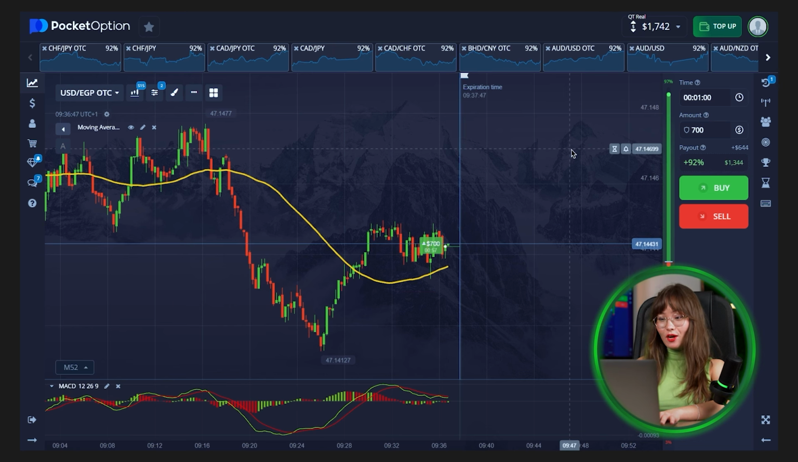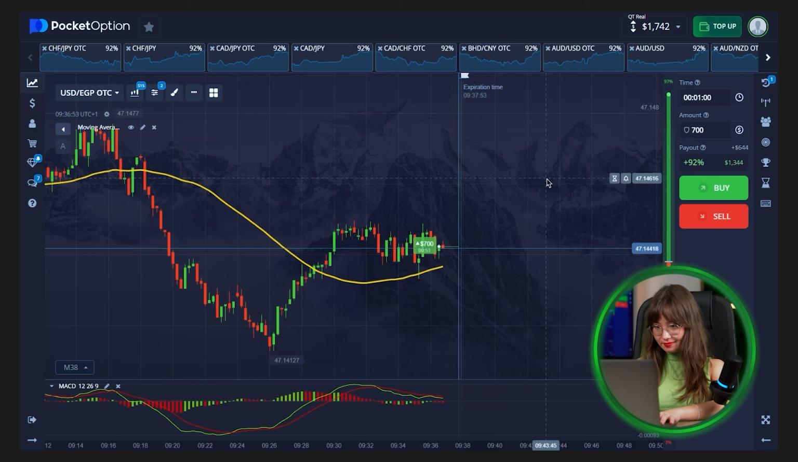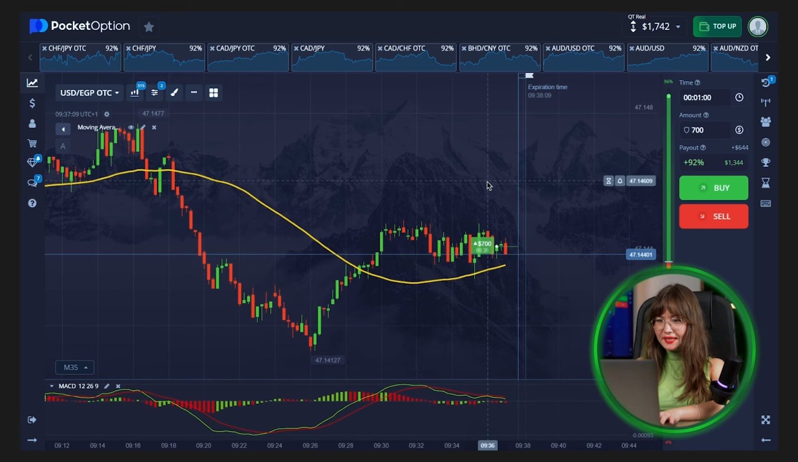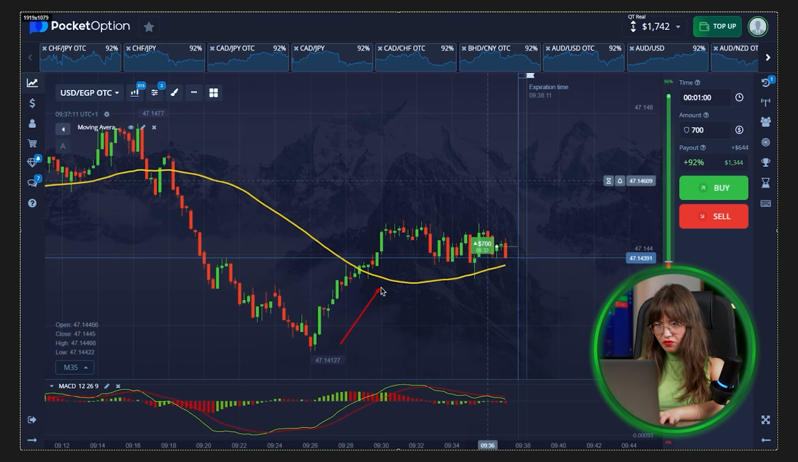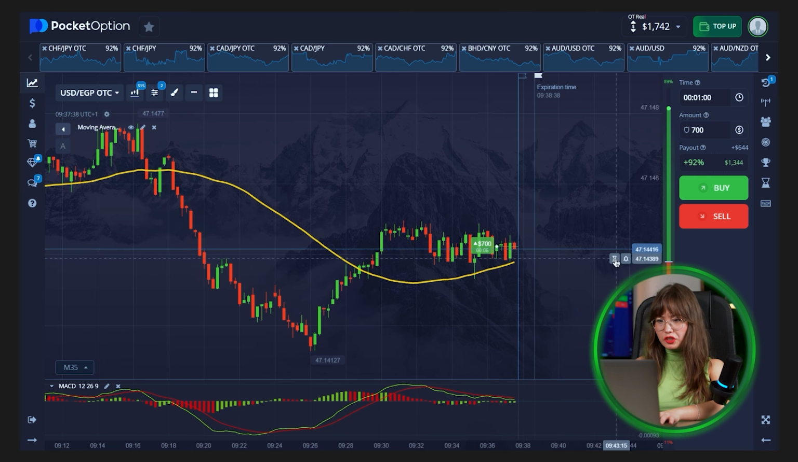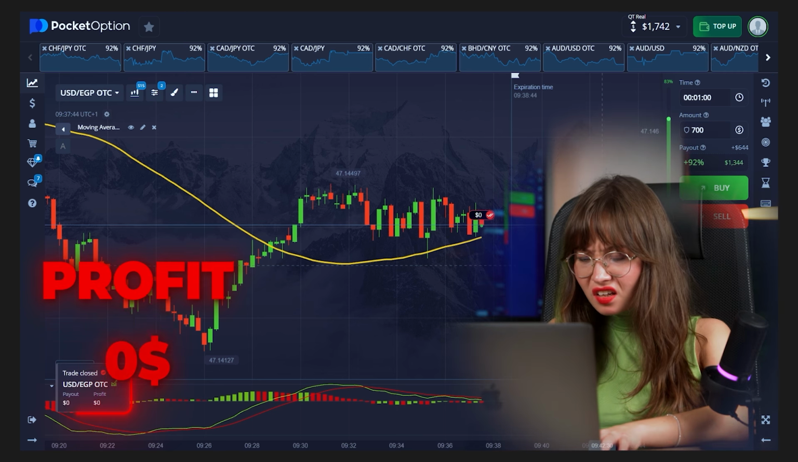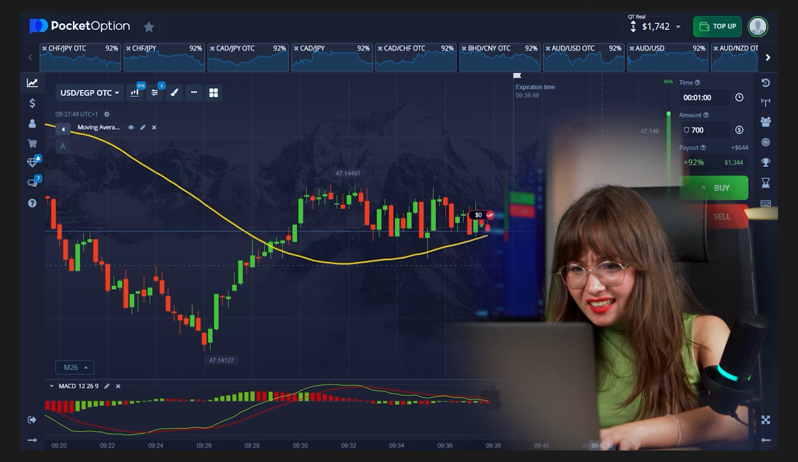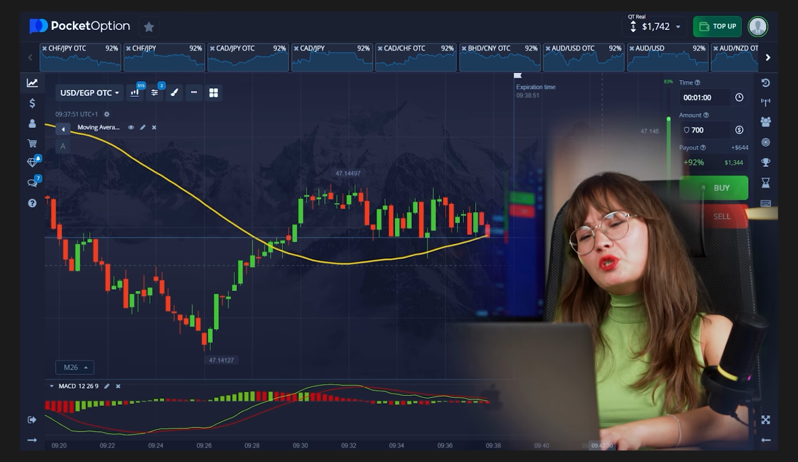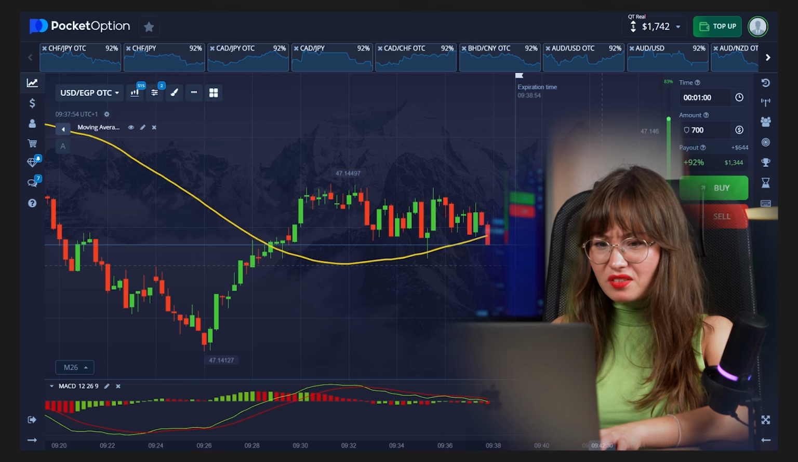Okay, and let's open a trade here. We can see that we are above zero on the MACD. We've had an upward movement and now we've touched the moving average. Logically, I would say the price will continue going up from here. Let's watch. Oh no, so close! Oh, unfortunately this trade is lost.